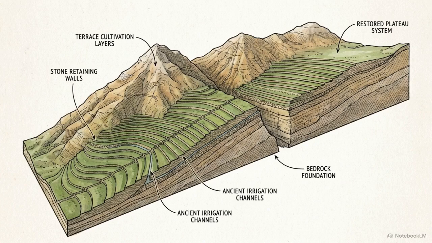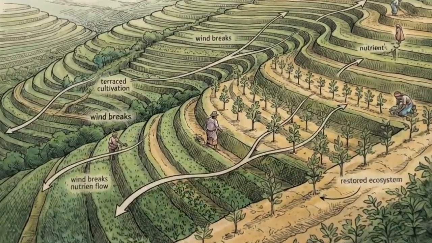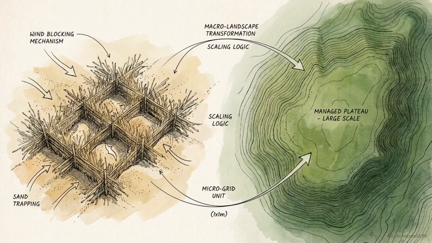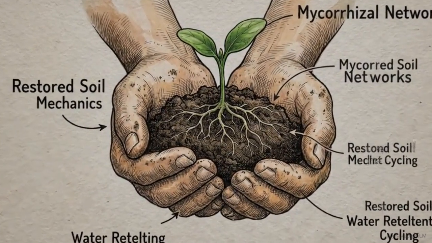These methods have already seen success on the Loess Plateau, where millions of people use terracing and reforestation to reverse degradation across an area the size of France. These strategies, from the physics of wind-blocking grids to the management of entire plateaus, provide the blueprint for holding back the sand and maintaining the stability of the soil we rely on.